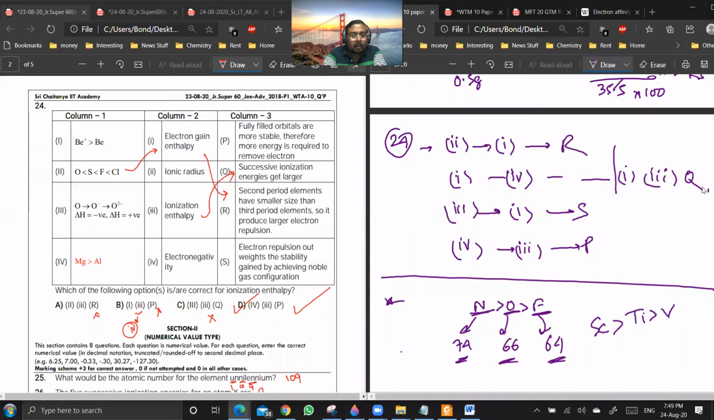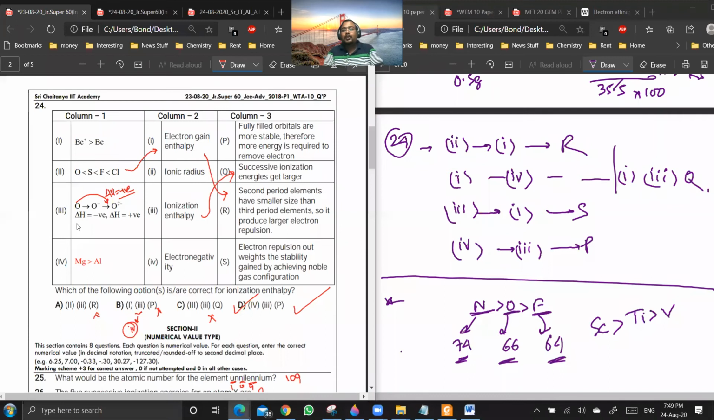Okay. And third, 3, 3. So 3 is basically electron gain enthalpy. O to O minus is negative, but O minus to O 2 minus will be positive. The 3 will be corresponding to electron gain enthalpy. So 3 should be 1 and the logic should be S. Electron repulsion outweighs the stability gained by achieving the noble gas configuration. So you see overall also the delta H will be positive only. Okay. Because the repulsions have increased too much, which is offsetting the stability which we are gaining from the noble gas configuration. So for 3, it should be 3, 1 and S. Okay, so C is also wrong. Are you getting a point?